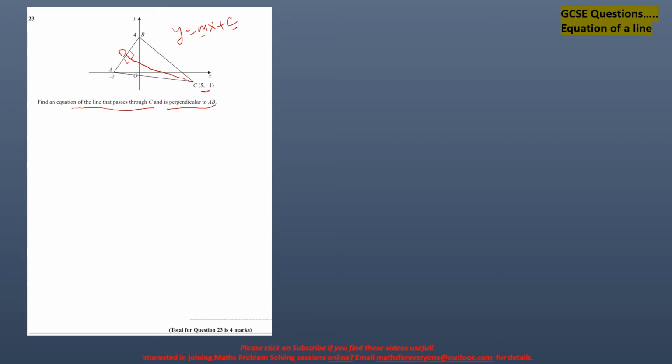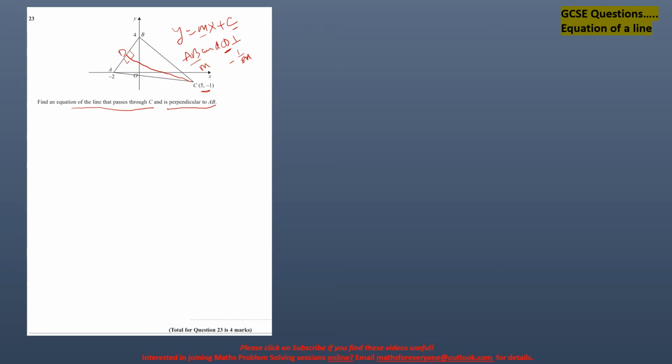To find the equation of the line, there's one thing we know. Since AB and CD are perpendicular to one another, we know that if the slope of AB is m, then the slope of CD should be minus 1 upon m. So it's the inverse with the opposite sign. So that is what we should have.